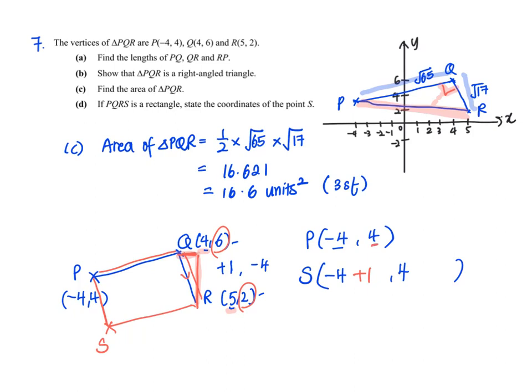And then for my y coordinate 4, I need to subtract 4 from it. Okay, so I'll have point S to be -3, 0. So this will be the coordinates of point S. Have you gotten the concept?